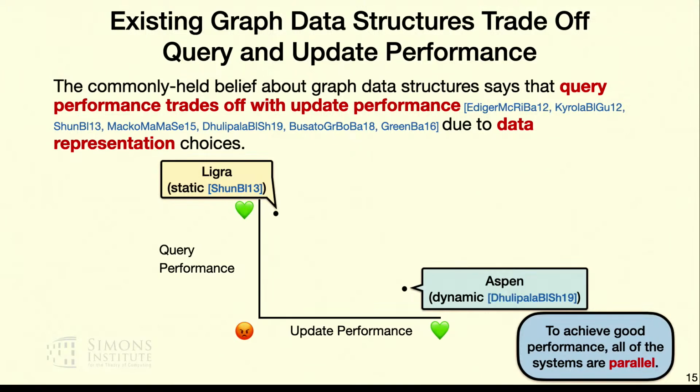This is just a cartoon, but there's query performance and update performance, where up is good and right is good. In the extreme, for static systems, for example Ligra, the query performance is really good, but they don't support updates. On the other extreme, you have highly dynamic systems such as Aspen, and the update performance is really good, but compared to Ligra, the query performance is not as good. It looks far apart in the cartoon, but in reality, it's not actually that far. It's just for illustration.